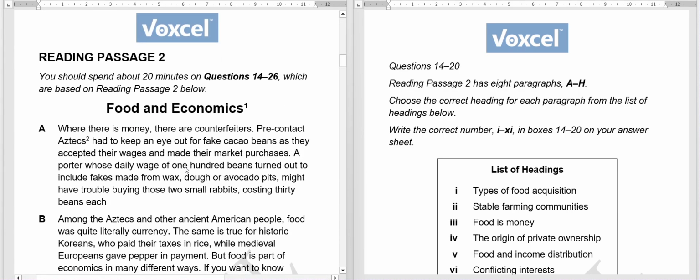So, our ritual, what we will do first is we will read the title of the passage. The title says Food and Economics. So from the title, it's quite clear, or we can assume, that this passage would be about food and how the economy revolves around it, something like that.